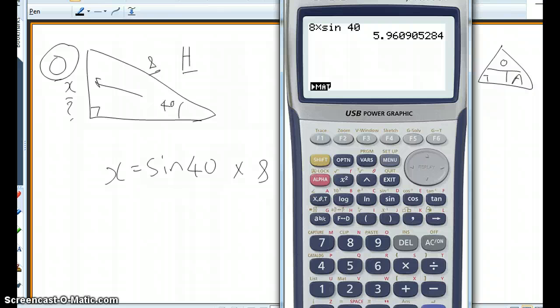By the way, if this angle here was 45, right, this angle is 45, not 40, this would be 5.9, or slightly bigger. But this side here would also be the same size. It'd be an isosceles triangle. Because it's less than 45, this is the shortest side, this is the next longest, and then the hypotenuse is the longest.